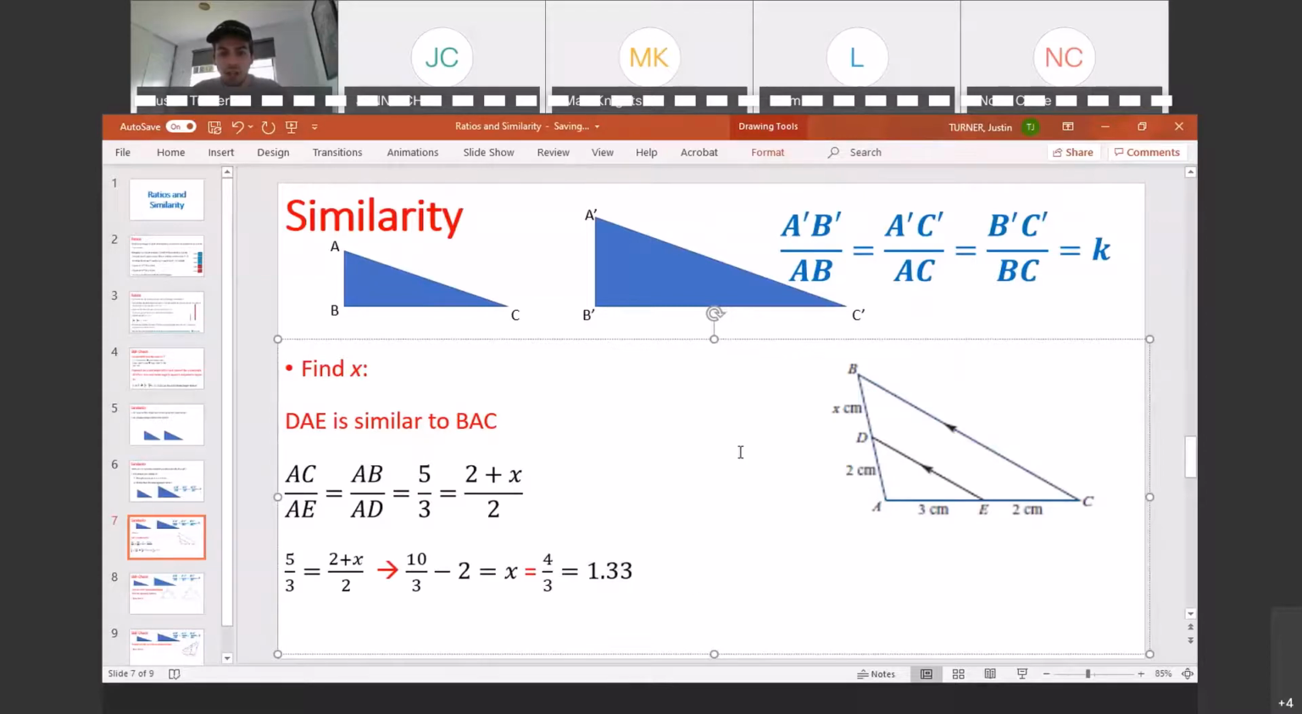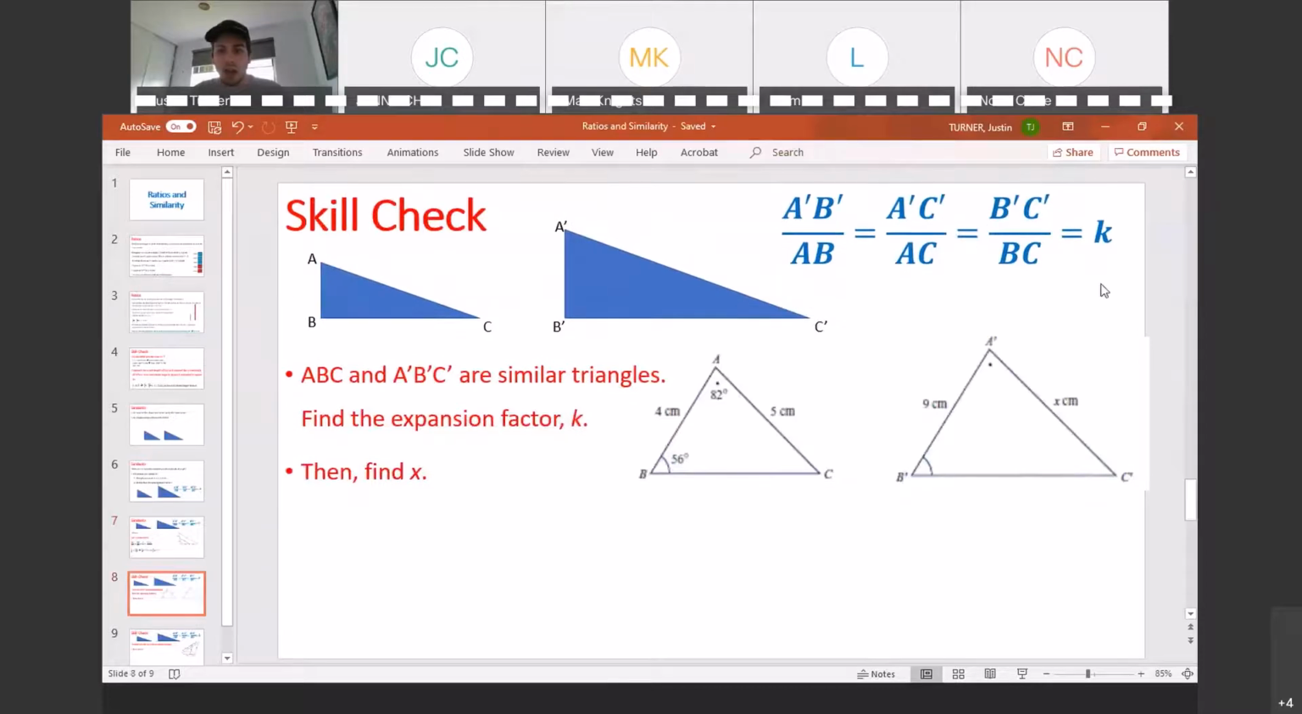So the key steps here are using this similarity idea to form an equation, then using your algebra skills to solve for the unknown value. A few different mathematical techniques going on there. It's a bit tricky, but I want to give you a chance to have a crack yourself. We've got these two triangles which are similar. First, try to find the expansion factor, k, and then use that to solve for this unknown value, x.